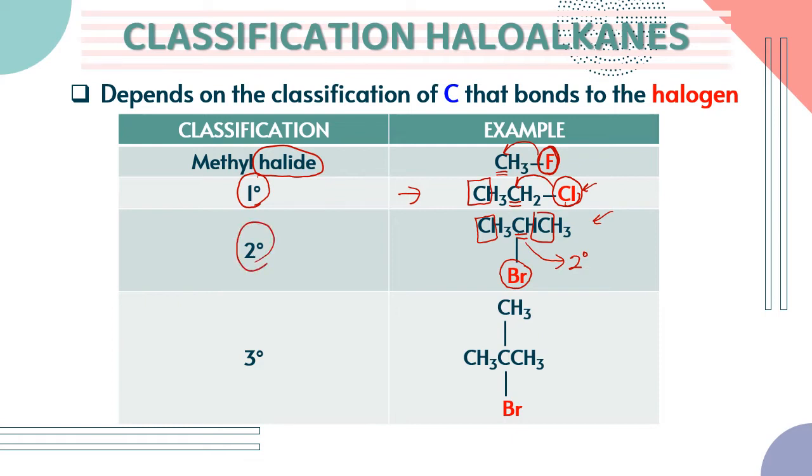And then lastly, this is bromine, bonded to this carbon. This particular carbon is bonded to 1, 2, 3 carbons. So the carbon that bonds to the halogen, to the bromine, is a tertiary carbon. So overall, it's a tertiary haloalkane.